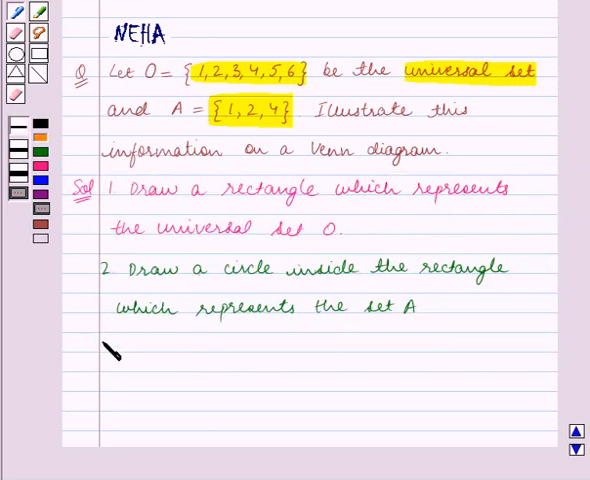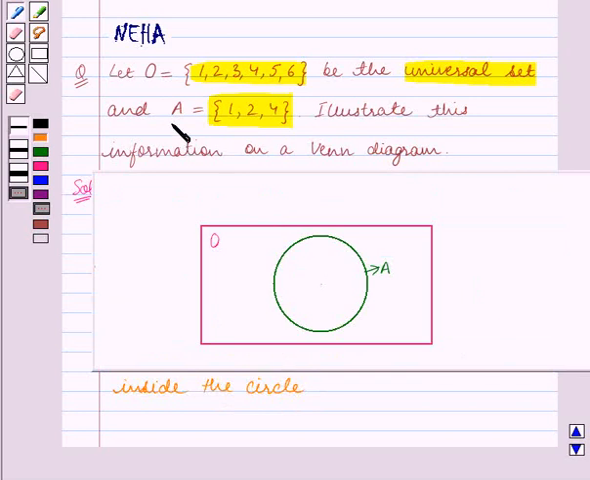The third step is to write down the elements of set A inside the circle. The elements of the set A are 1, 2 and 4. So we write down these elements inside the circle.